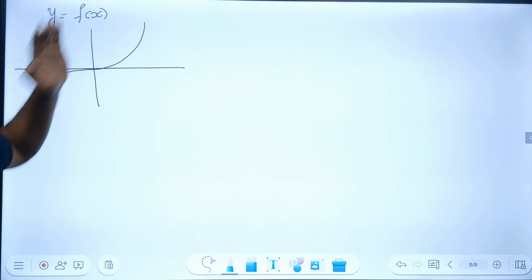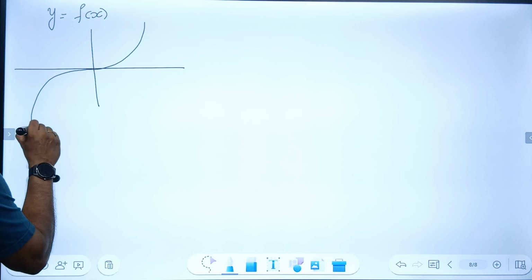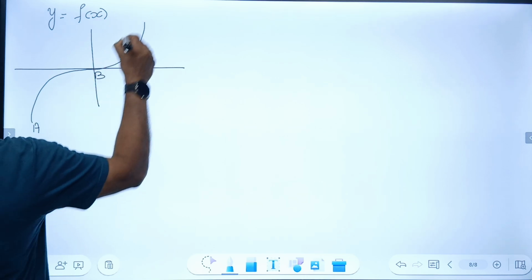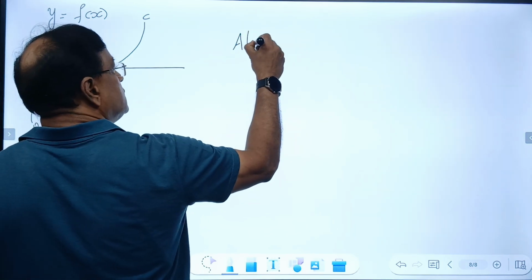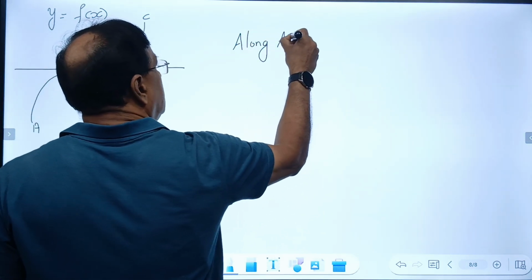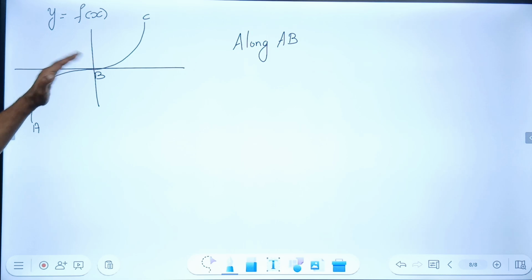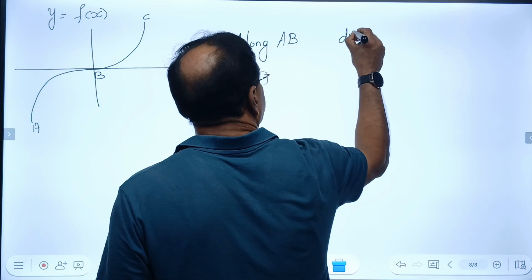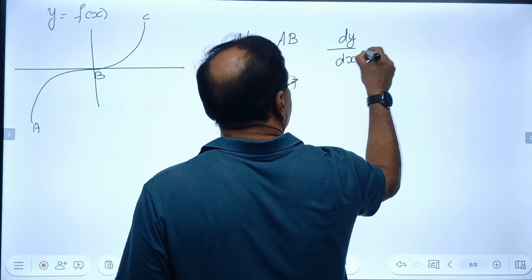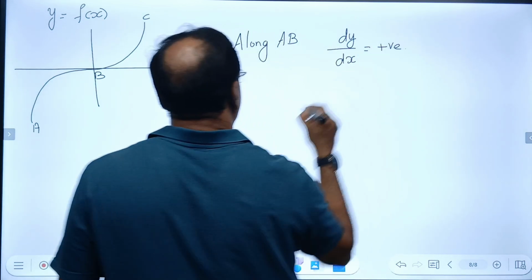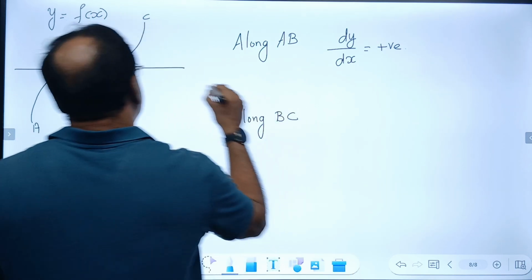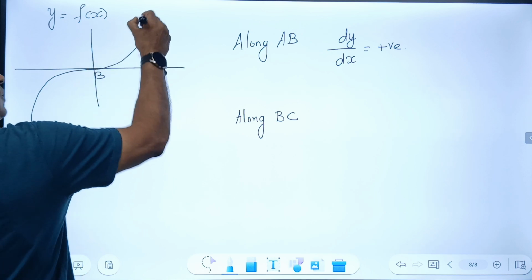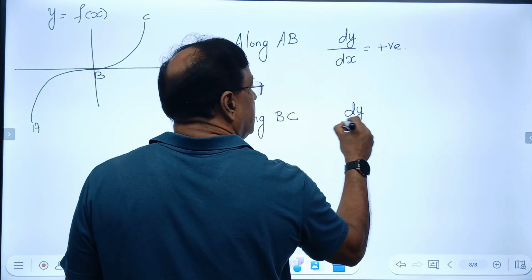So this is the curve. As usual, I'll mark this as A, this as B and this as C. Now look at it. Along AB, what type of function is it? Along AB, the function is increasing. It is always increasing. Can you see? So dy by dx is positive. The slope is positive. Now along BC, what do you say about the function? Once again, it is increasing only.